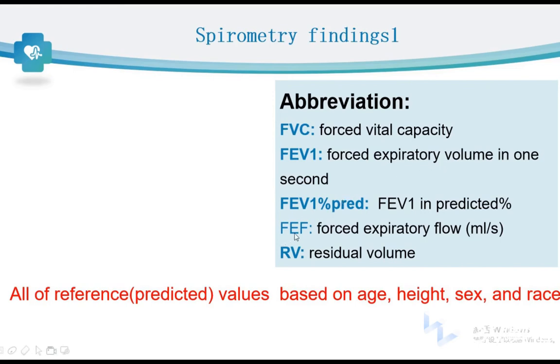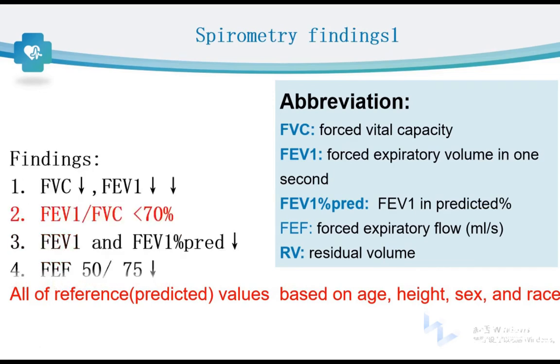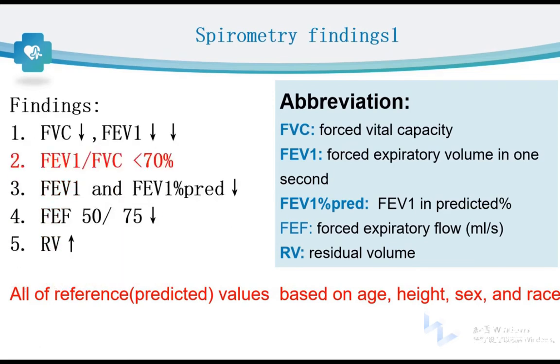And the FEF means forced expiratory flow. And RV means residual volume. Please notice here, all of the predicted values are based on the age, height, sex, and race. So, in different patients, the predicted values are different too. And now, let's look at the spirometry report for the COPD patients.